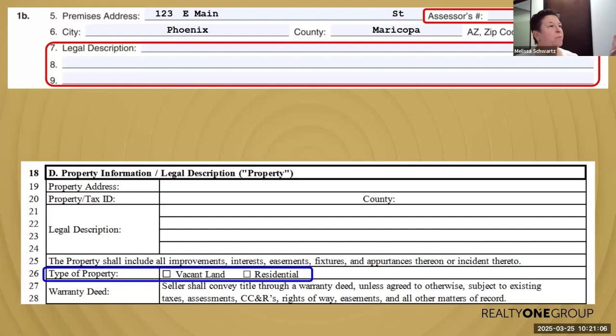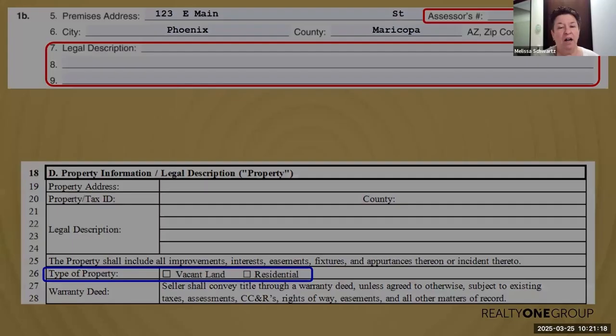Interesting point on this document. This document is for both vacant land and residential. Okay, so there's only one. If you are selling vacant land and you get this as your purchase contract offer, that is correct. Okay. All right.